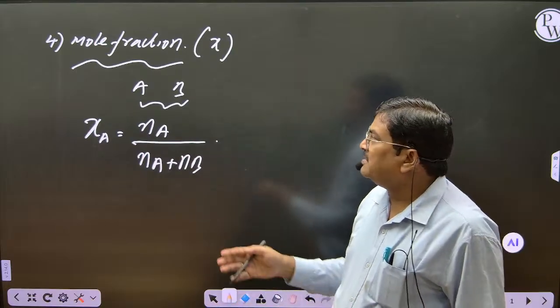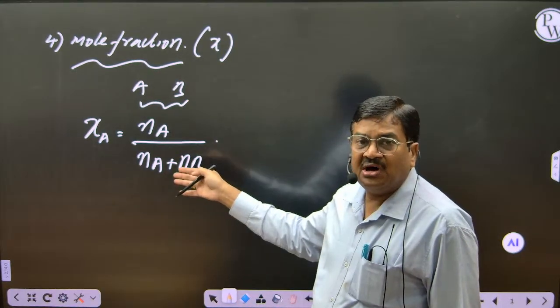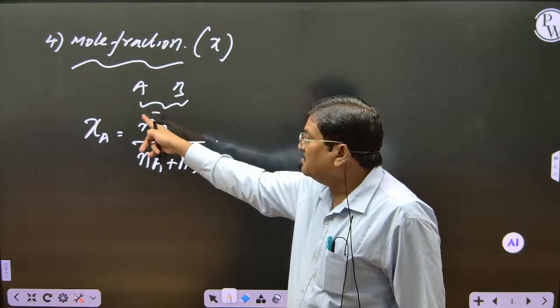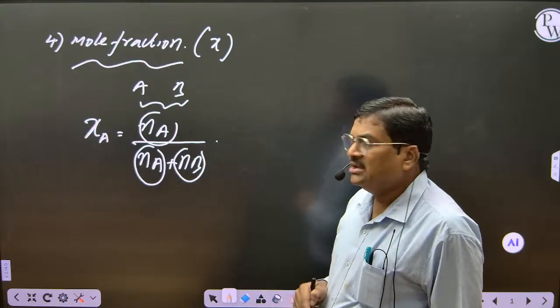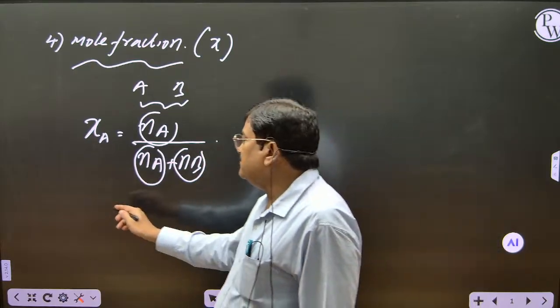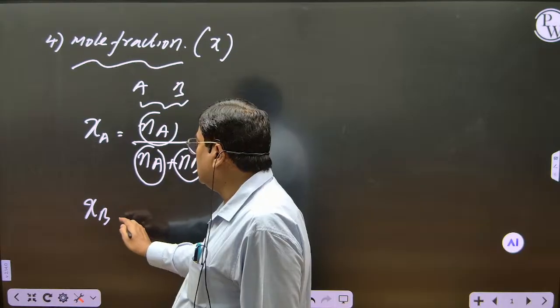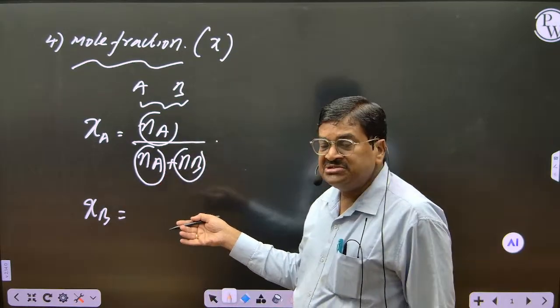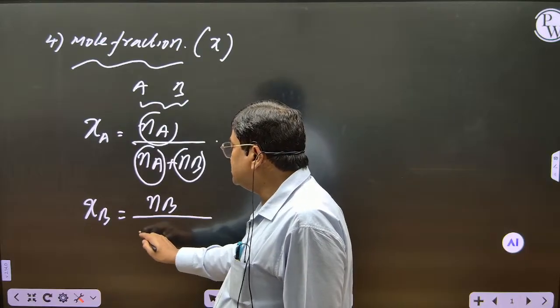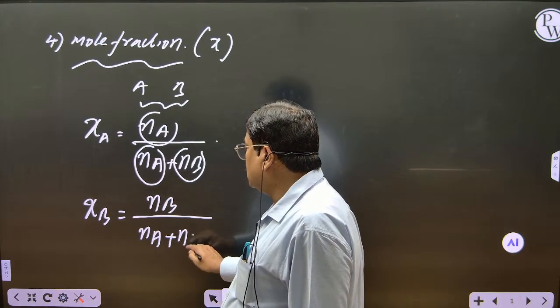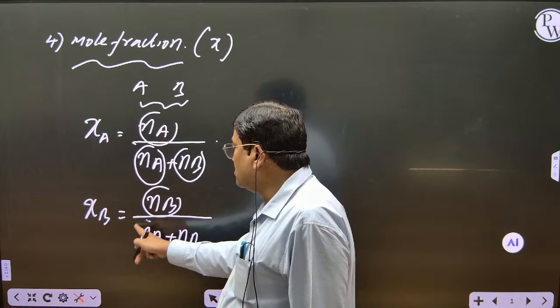So what we define for mole fraction, it is simple. It is the ratio of number of moles of one component to the total moles of both the components. Same way mole fraction of B component if I want, how I get mole fraction of B? It is the ratio of number of moles of B component, that is number of moles of B by total moles of A plus B. So this is how we get mole fraction of B component.